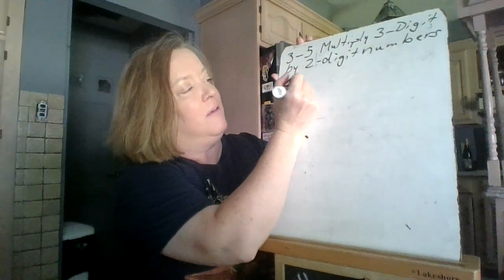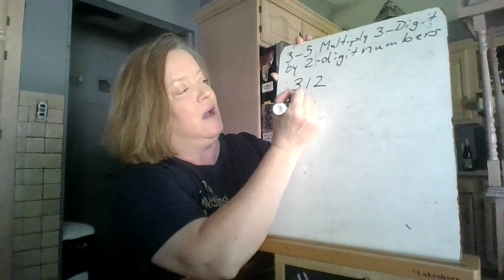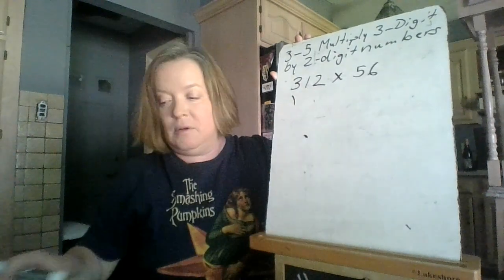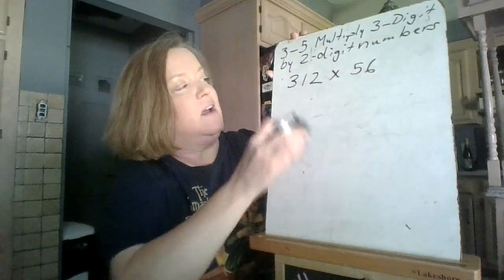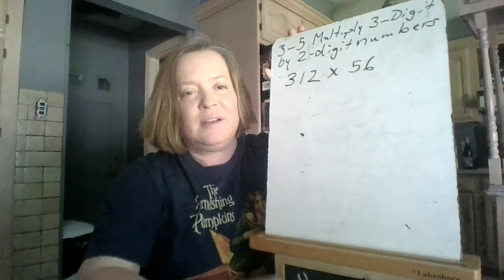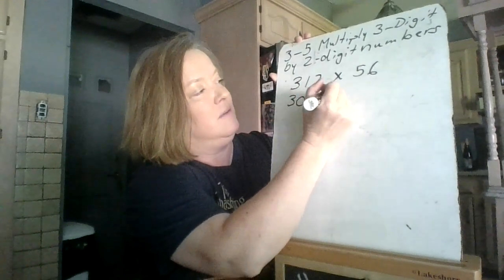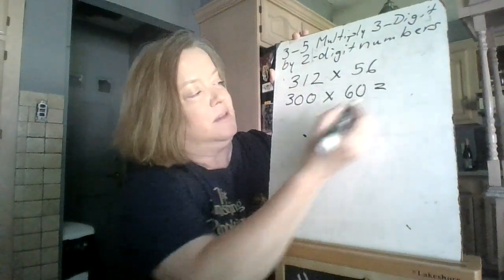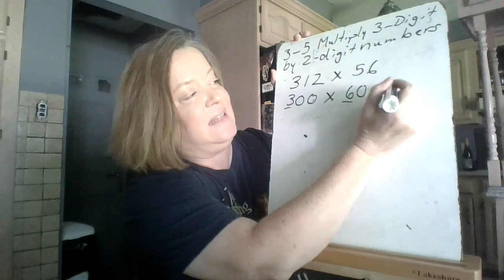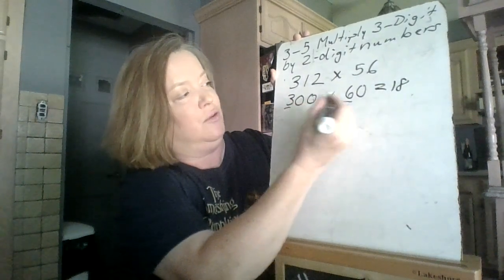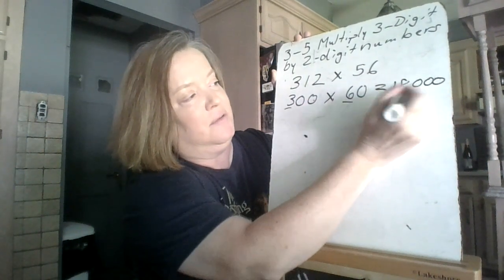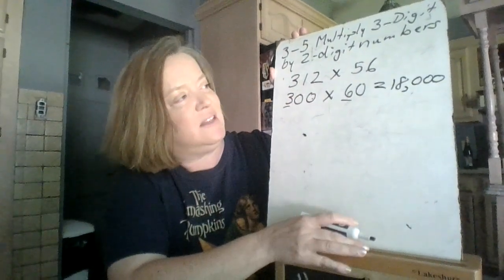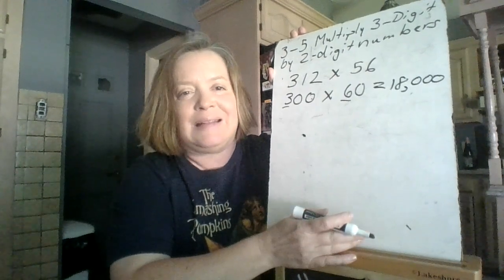Let's say I had 312 times 56. Well, if I look at these numbers, 312, if I was to round this, rounds to about 300. And 56, I would round to 60. So 3 times 6 is 18. And I'm going to add 1, 2, 3 zeros on the end because there's 3 zeros in between these two factors. So my answer for 312 times 56 should be in and around 18,000.